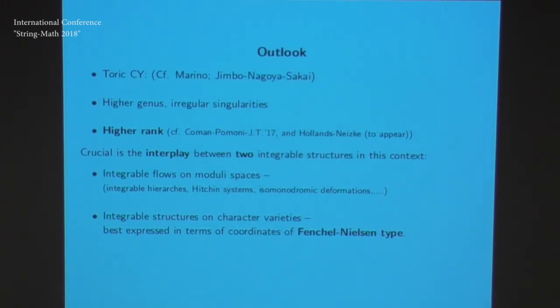And as a sort of philosophical end remark, I would like to say that what is crucial here is the interplay between two different integrable structures in this context. On the one hand, of course, the familiar and pretty well-known integrable structure associated to integrable flows, Hitchin systems, isomonodromic deformations, and so on. But what was crucial here was to also take into account the integrable structure on the character varieties, which is best expressed in terms of coordinates of Fenchel-Nielsen type, and I tried to argue that there are some coordinates which are optimal for that purpose, defined through abelianization.